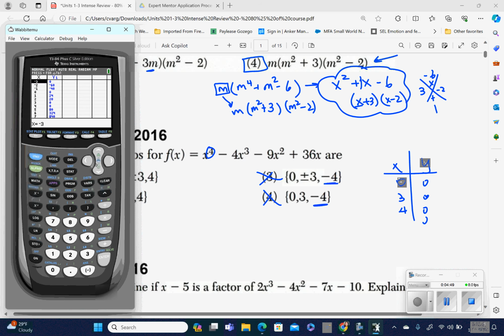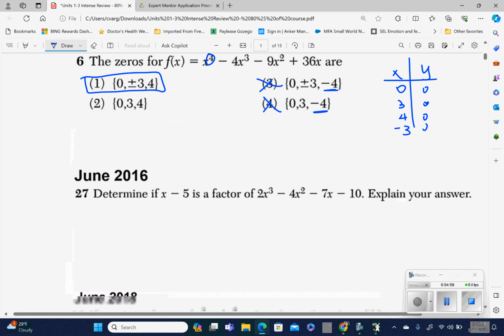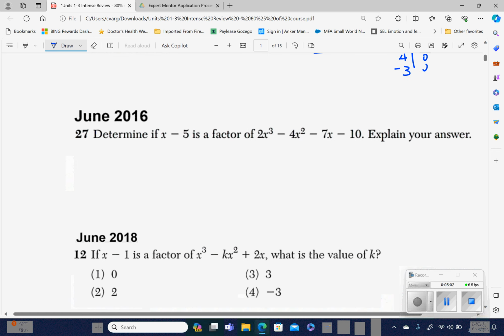And boom, across from negative 3, there is another 0. So here are my zeros, right? 0, positive and negative 3, and 4. Okay? Number 2 is not including the -3. All right. And again, a question like 27, they have usually asked this on the Regents.